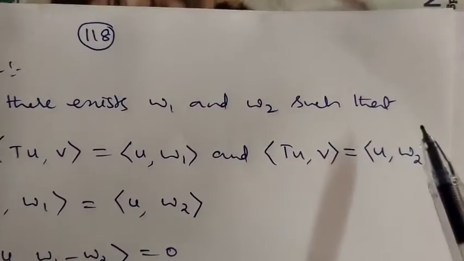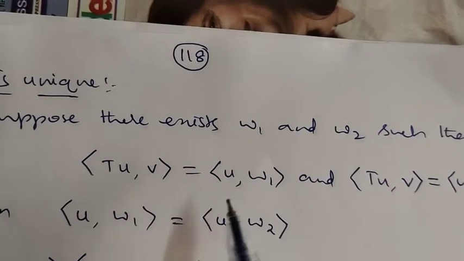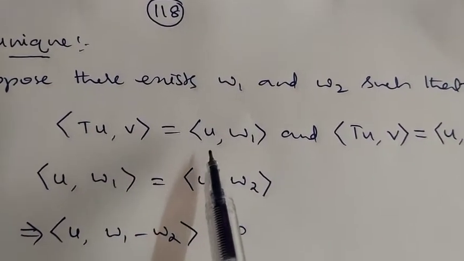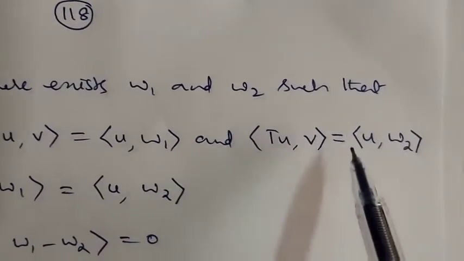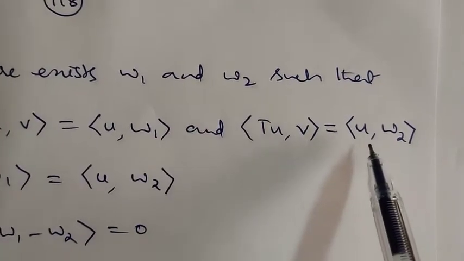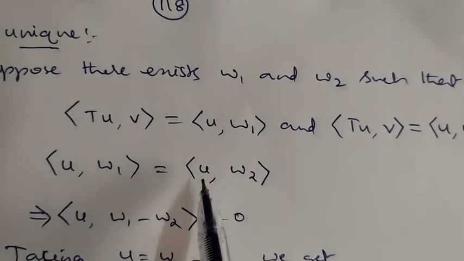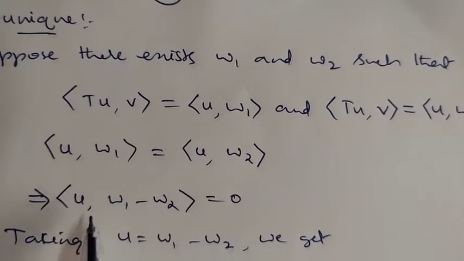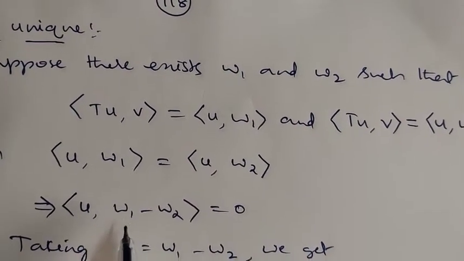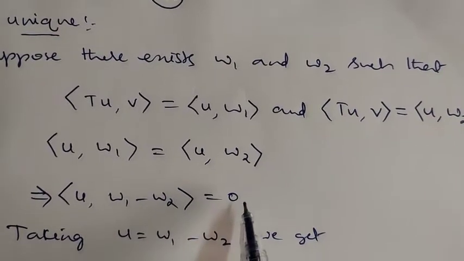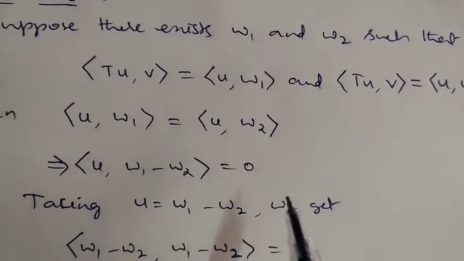So suppose there exist two vectors, say w1 and w2, satisfying the given property. That means T of (u, v) is equal to (u, w1) as well as T of (u, v) is equal to (u, w2). Then (u, w1) is equal to (u, w2). This implies the inner product of (u, w1 minus w2) is equal to 0. This is by definition of an inner product.